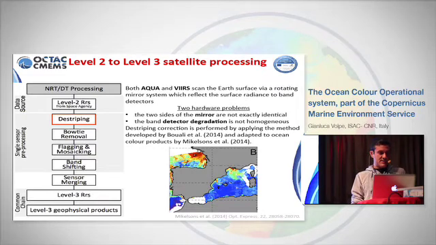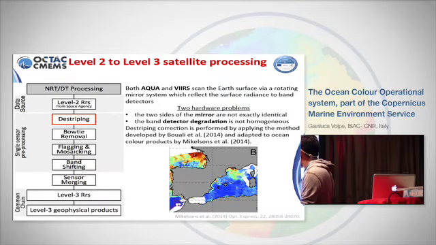After data are downloaded from the space agencies, the first step of the single sensor pre-processing is the destriping. Both Aqua and VIIRS scan the Earth via a rotating mirror system, which reflects the surface reflectance to band detectors. The point is that we have two hardware problems that both give rise to the stripes that you can perhaps see in this snapshot.